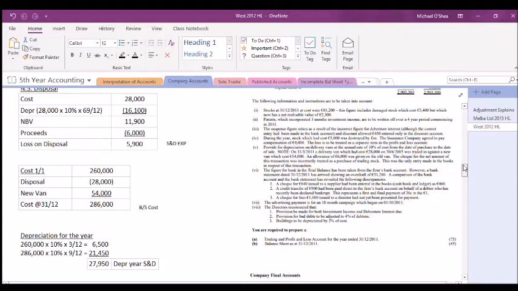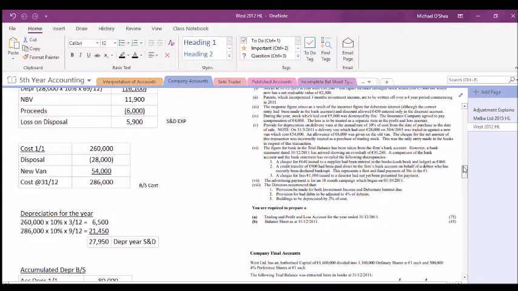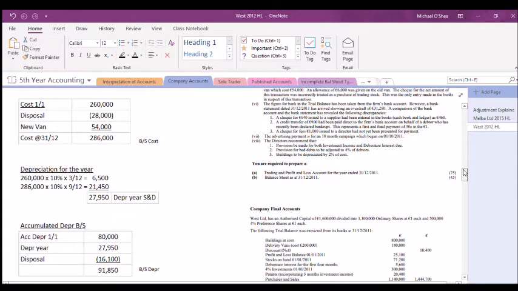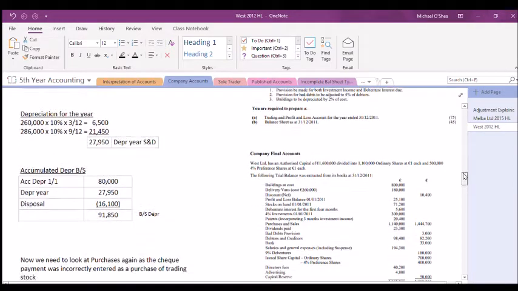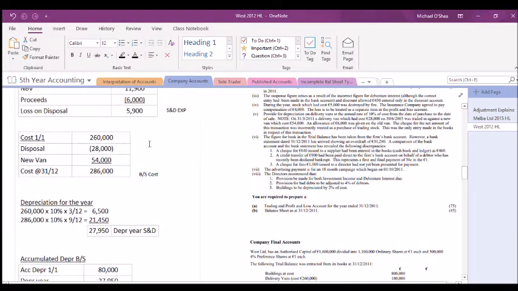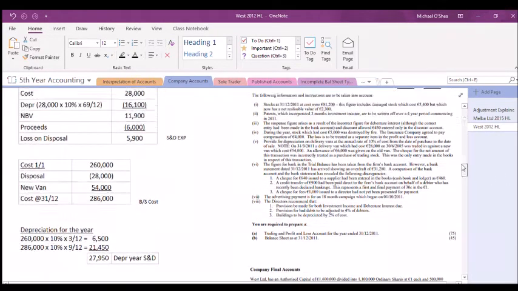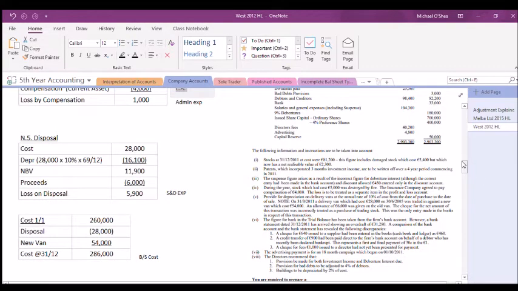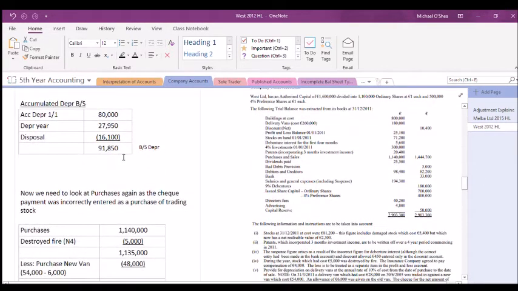I'm going through these quite fast because I'm assuming that you're somewhat comfortable with these questions, these notes, because we've kind of seen them a good bit before. The accumulated depreciation at the first of the first is 80,000 because the cost of vans was 260 and the net book value shown here is 180. So this is the 80,000 accumulated depreciation at the first of the first. That's my depreciation for the year. I take away the depreciation from the disposal up here, and I arrive at my accumulated balance sheet depreciation.